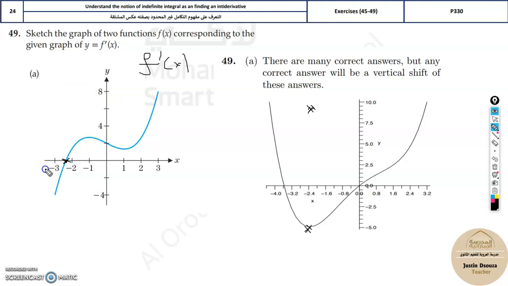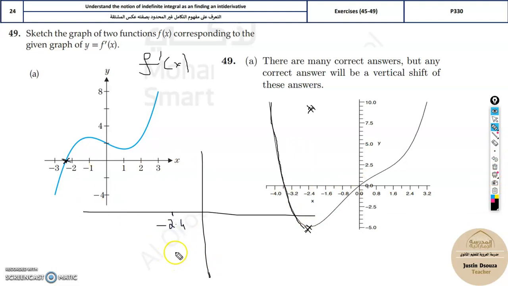If it is below the x-axis, then what? If it is below the x-axis, then the function will be decreasing over there. So what you have to do in an exam is draw something like this. At negative 2.4, you won't know the exact value, but draw somewhere over here, because it's the minimum, right?